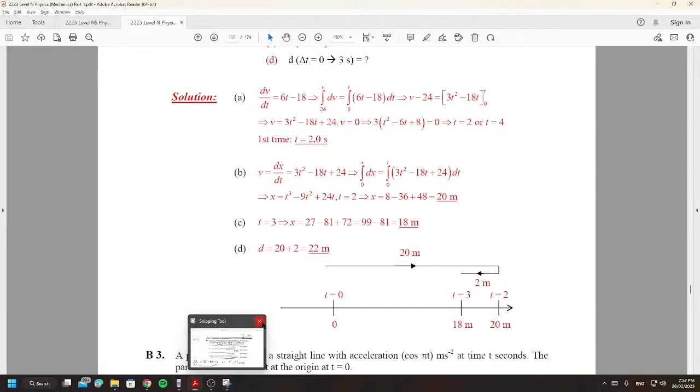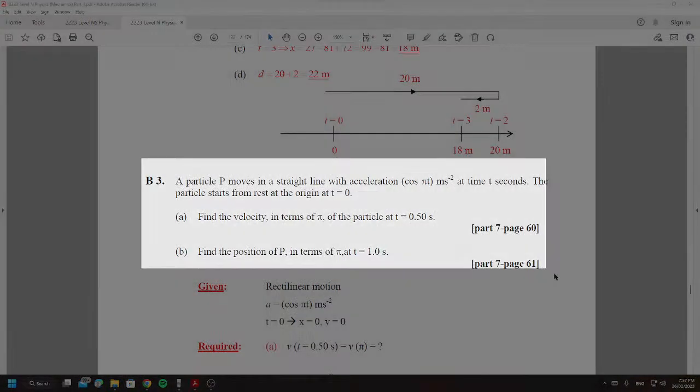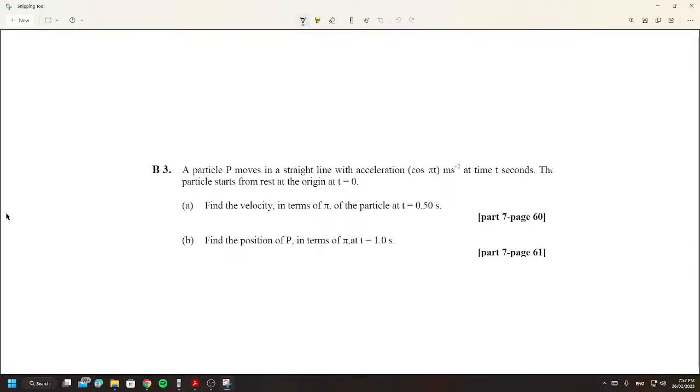So yeah. Question 3. From here, I think it gets easy, so it's fine. A particle P moves in a straight line with an acceleration of cosine pi t at time t seconds. The particle starts from rest at the origin at t equals 0. Find the velocity in terms of pi of the particle at t equals 0.5 seconds.